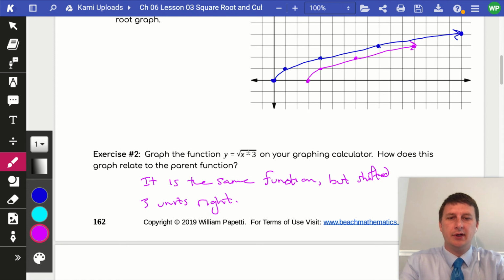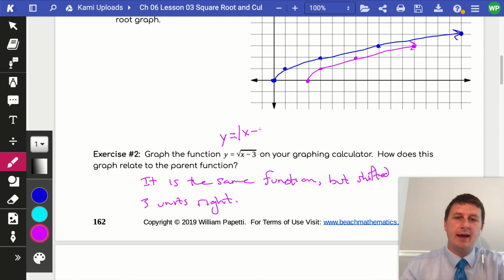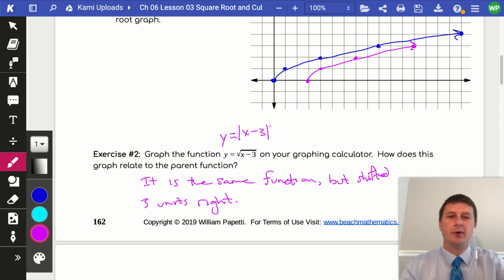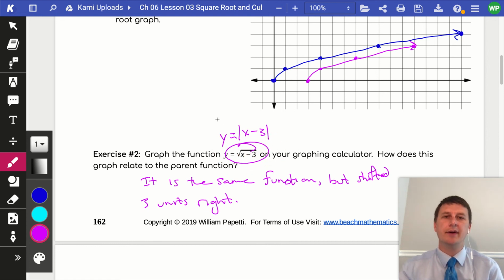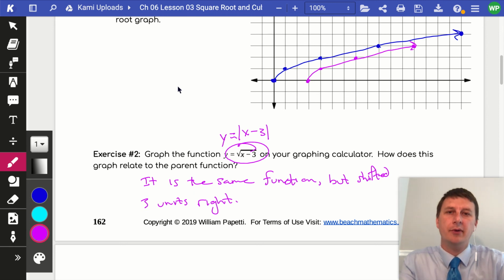So if we're talking about subtracting 3 inside a square root and shifting 3 units to the right, that's similar to what we saw with functions that looked like y equals the absolute value of x minus 3. We were subtracting inside the absolute value and shifted right. So the same thing is going to apply with the square root of x minus 3. If we're subtracting inside a square root, we're also going to shift to the right that many units.